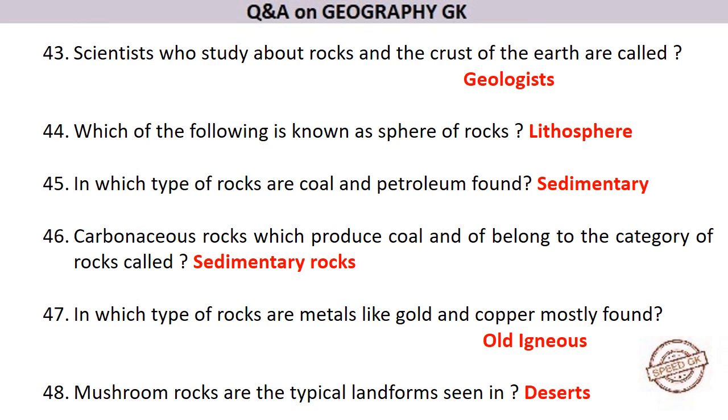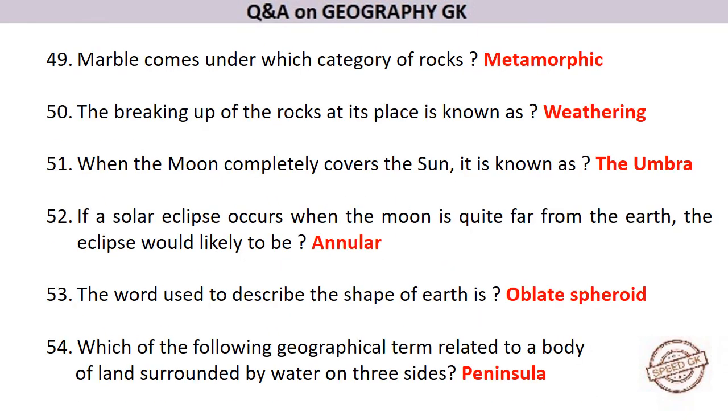In which type of rocks are coal and petroleum found? Sedimentary. Carbonaceous rocks which produce coal belong to the category of rocks called sedimentary rocks. In which type of rocks are metals like gold and copper mostly found? Old igneous. Mushroom rocks are the typical landforms seen in deserts. Marble comes under which category of rocks? Metamorphic. The breaking up of rocks at their place is known as weathering.